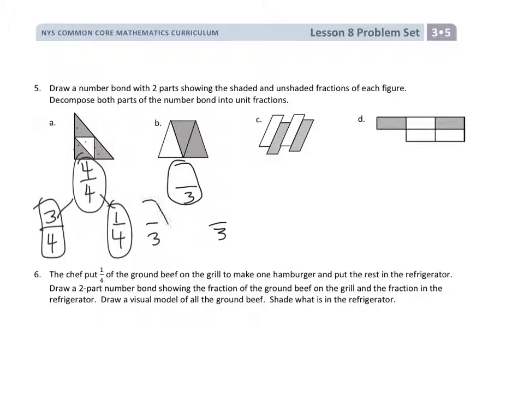We're going to make our little number bond now. The total number of pieces to make the whole is 1, 2, 3. The total number of pieces that are shaded is 1, 2. And so the total number not shaded is 1. I think you can do C and D on your own, and when you're done with C and D, go ahead and meet me down in number 6.